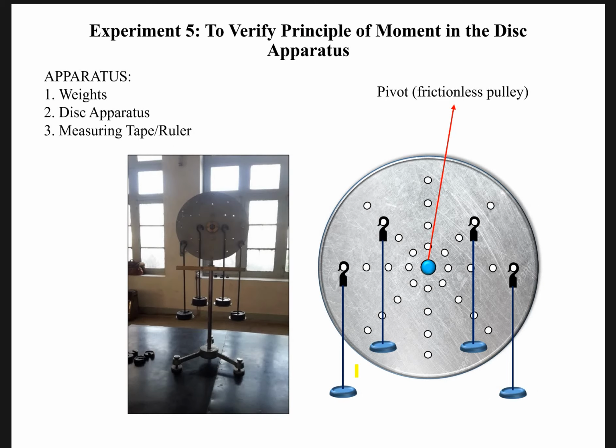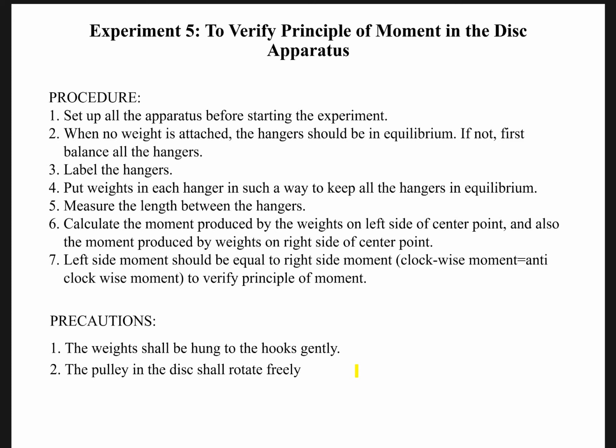This is how the apparatus of the disc would look like, and you'll be needing weights, disc apparatus, and a measuring tape or a ruler. First, you have to set up all the apparatus before starting the experiment. Then, when no weight is attached, the hangers should be in equilibrium state. If not, first balance all the hangers, label the hangers, and put weights in each hanger in such a way to keep all hangers in equilibrium, and measure the length between the hangers.